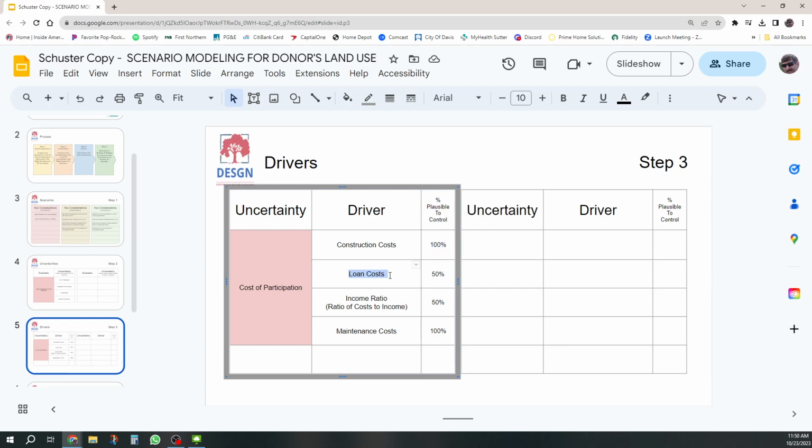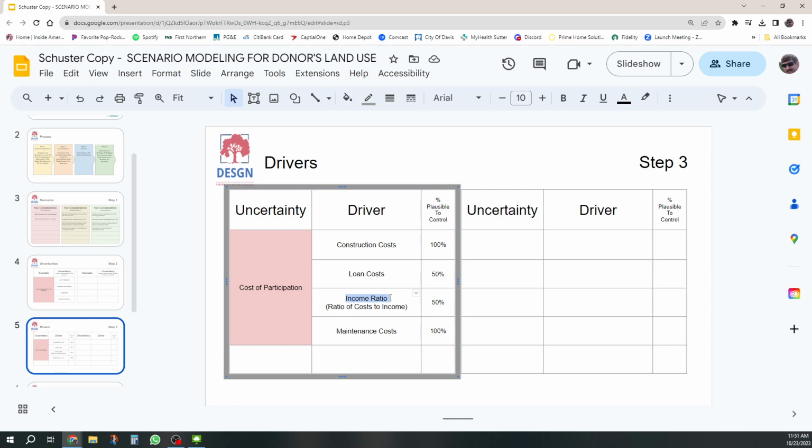Loan costs, on the other hand, are partly in our capability to control, but partly not. You know, we have no control over interest rates, but we do have control over how we set up the collateral and the equitization, and whether there are matching funds from groups and things like that. So loan costs and construction costs are a big part of loan costs. So yeah, we have some control over that. So I put it at 50.